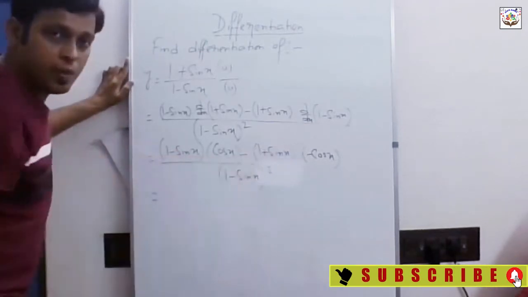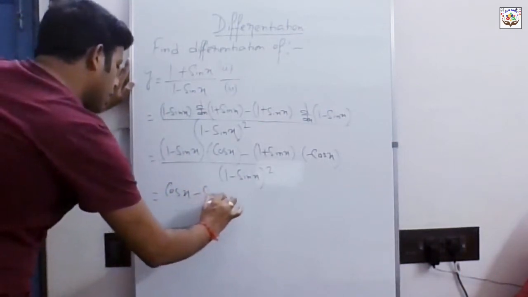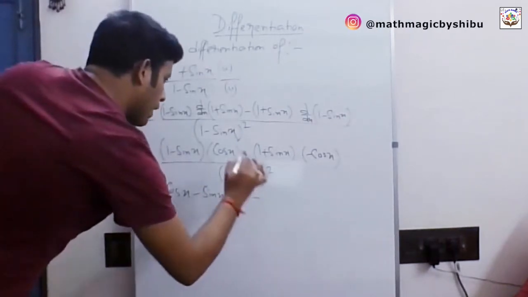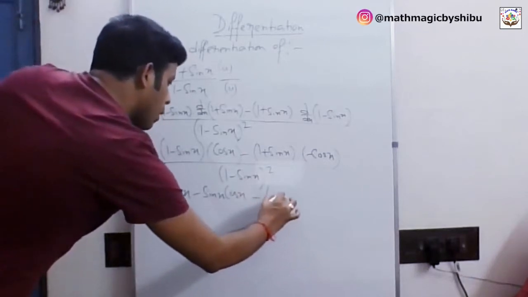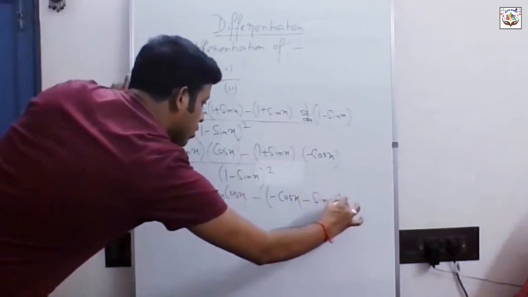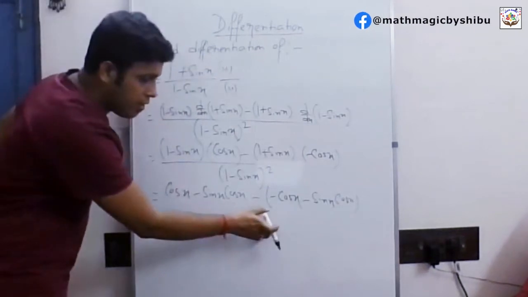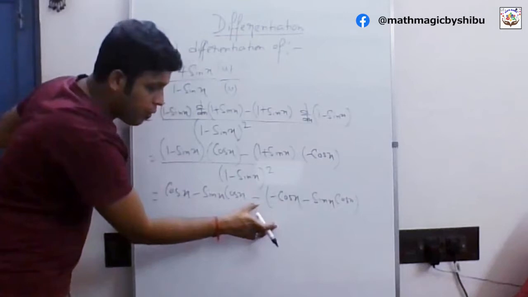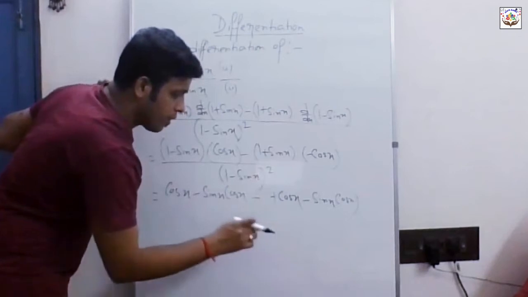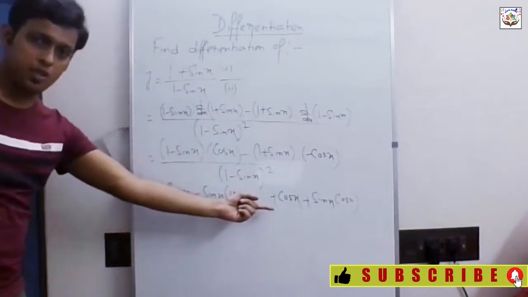Now if we multiply these parts, it would be cos x minus sin x cos x, minus cos x minus sin x cos x. If we multiply this part with the minus, it will be minus into minus, which is plus. I am just removing the bracket, and it will also be plus. I hope you have understood this part.